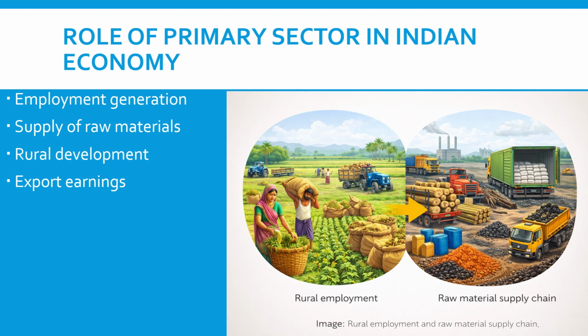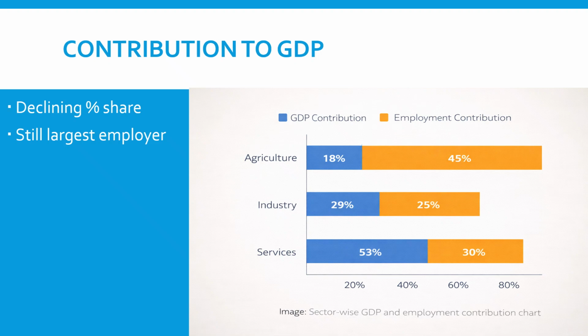Role of primary sector in economy. The primary sector generates employment, supplies raw materials to the secondary sector, promotes rural development, earns foreign exchange through export. But what about the contribution towards the GDP? Though its GDP share is declining, the primary sector remains the largest employer in India.